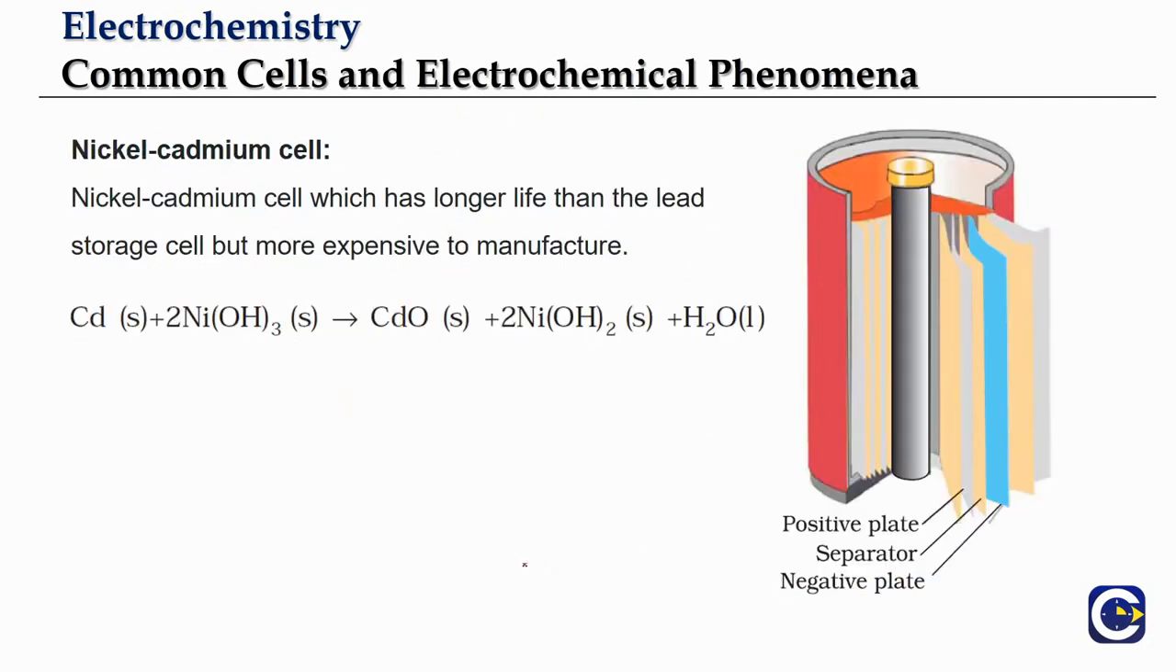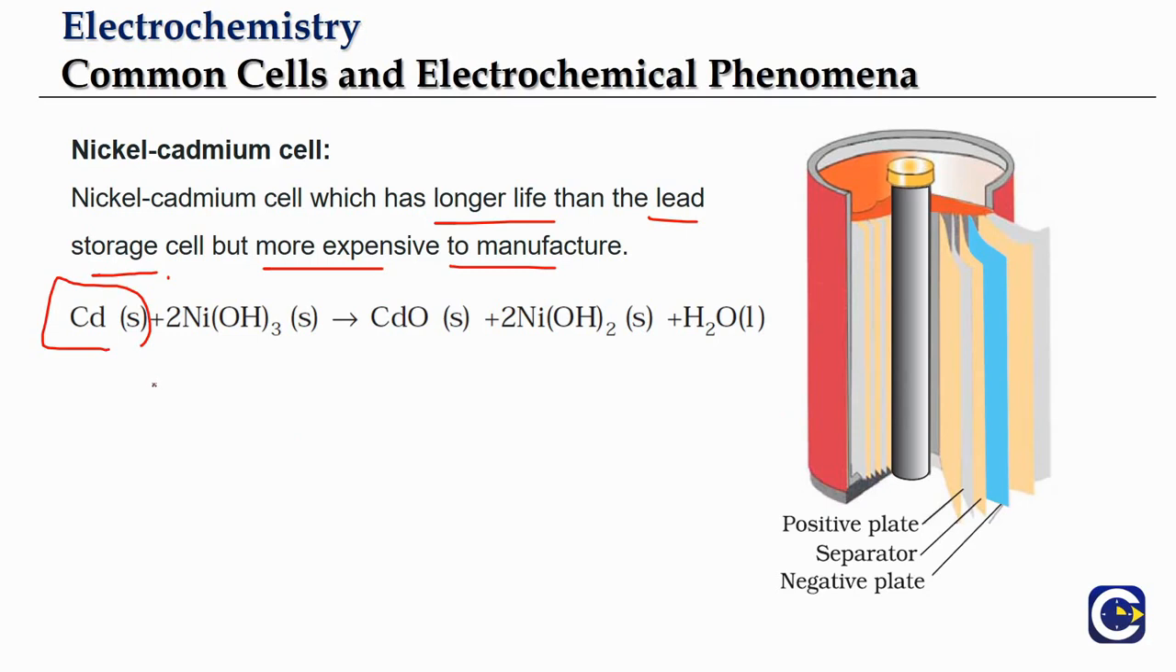And the other type of secondary cell is the nickel cadmium cell. The advantage of this is that it has a little bit longer life than the regular lead storage cell. But the con is that it is more expensive to manufacture. So lead storage batteries are widely used because they are inexpensive, but nickel cadmium cells are expensive.